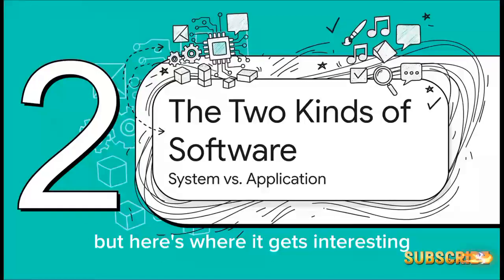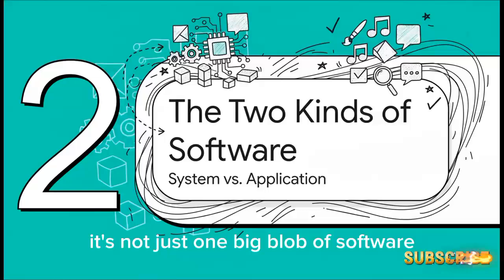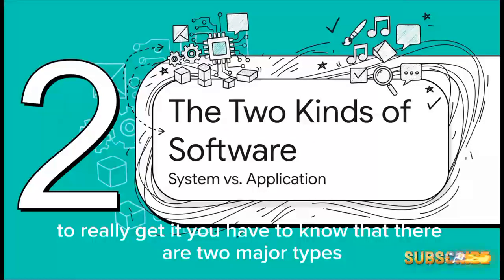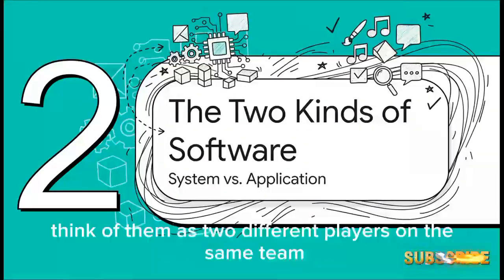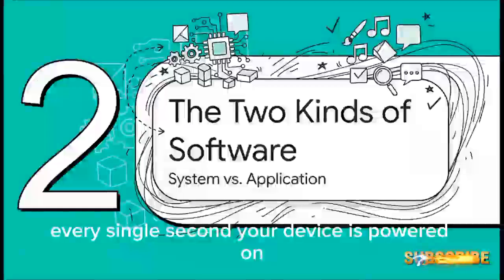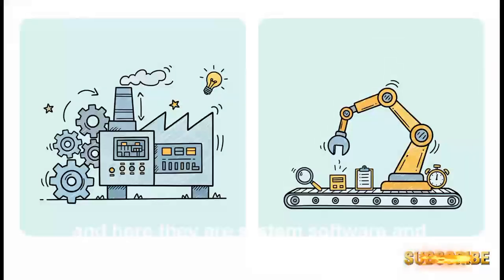Here's where it gets interesting. It's not just one big blob of software. To really get it, you have to know that there are two major types. Think of them as two different players on the same team, and they're working together every single second your device is powered on. And here they are, system software and application software.